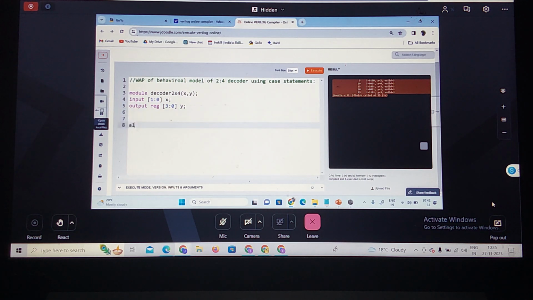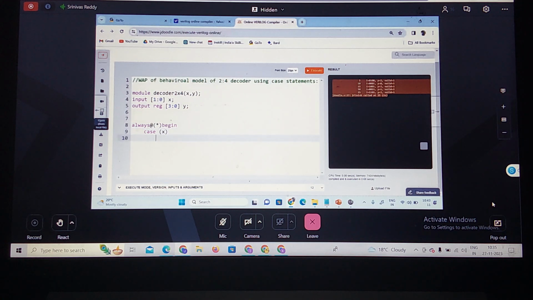Correct. Next, what do I need to do? Always at the rate of, let us go with begin. Next, case. Which case can I go with? I think this case is fine, because 0, 0 should decode as 1 followed by 3 zeros, 0, 1 as 0, 1, 0, 0, and 1, 0 as 0, 0, 1, 0. Case is fine for this. Case of what? Case of X.